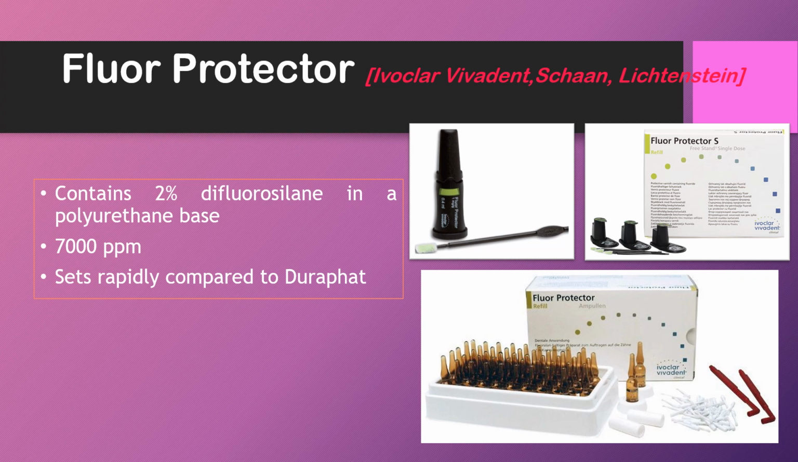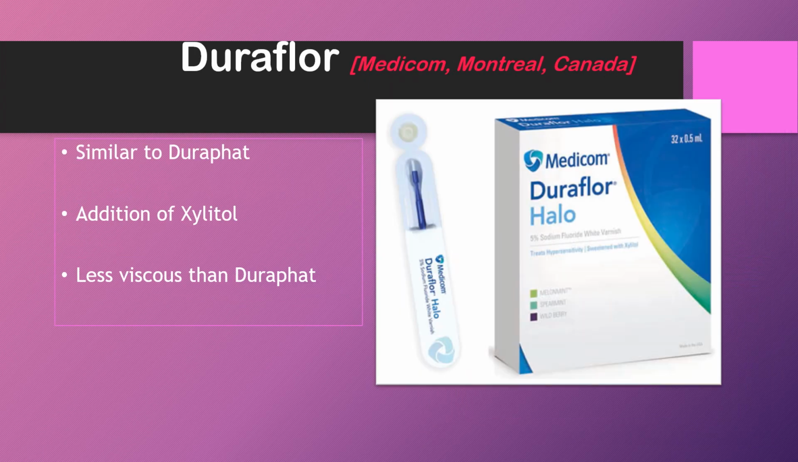The next one is Fluor Protector. It contains 2% difluorosilane in a polyurethane base. It contains 7,000 ppm of fluoride. And this Fluor Protector is available as vials. As you see in this picture, there are 20 vials in one pack. This can be used for a single patient by breaking the vial and applying onto the tooth surface. Next is Durafluor, which is similar to Duraflat, a sodium fluoride base. The only thing is that there is an addition of xylitol to this, and the viscosity is also going to be less here.